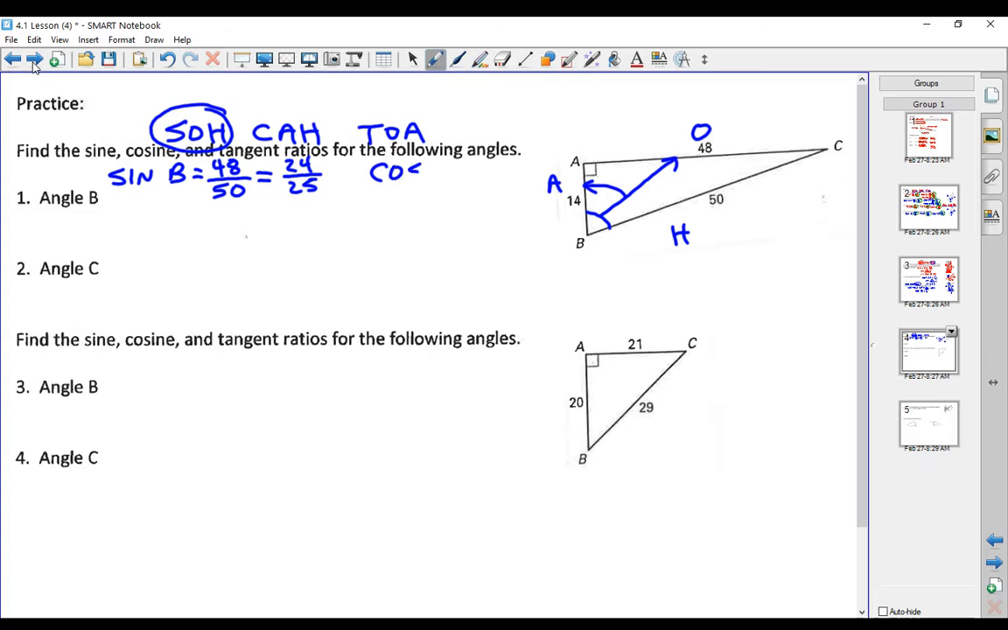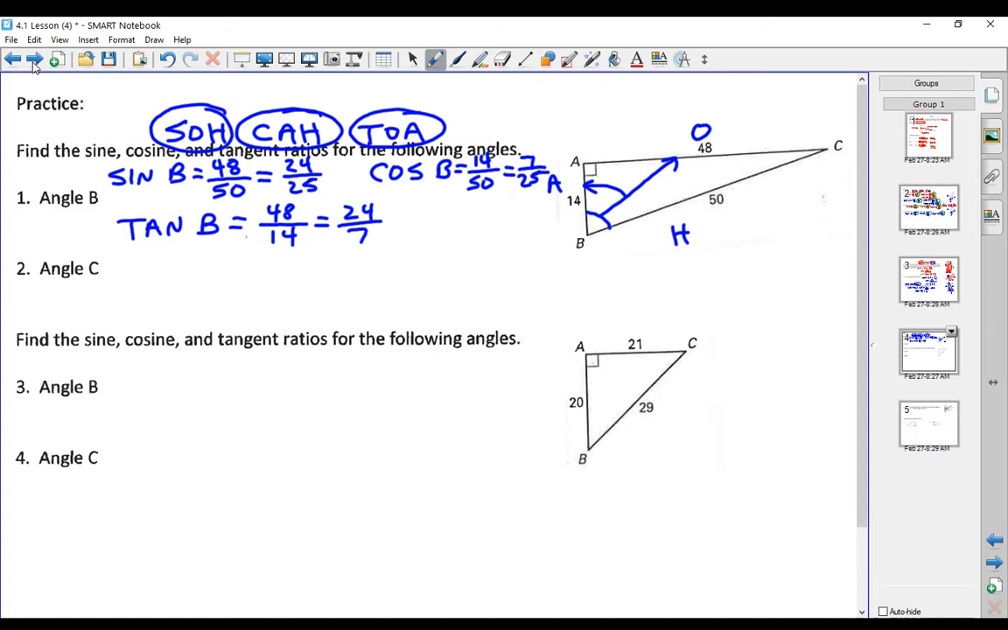Now we can do the cosine of angle B. The cosine of angle B will be the adjacent and the hypotenuse. So the adjacent is 14. The hypotenuse is 50. Both of those reduced by 2 to 7 over 25. And now the tangent of angle B. The tangent is the opposite over the adjacent, and that's going to give me 48 over 14. Both of those reduced by 2 to 24 over 7.